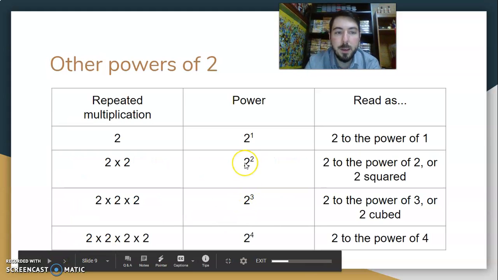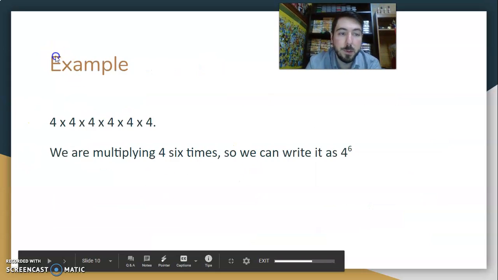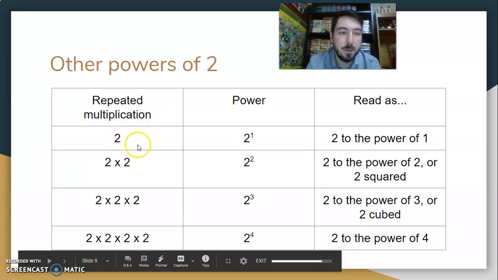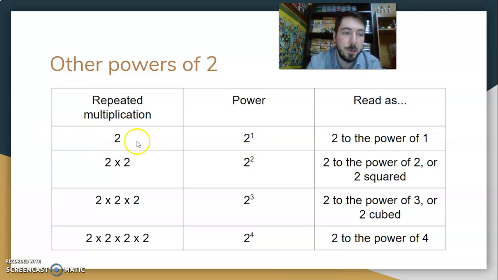Alrighty. So this is another table that you saw in your notes on page 54. When we have just a singular number, that is 2 to the power of 1. So if this number was like 15, then you could write it as 15 to the power of 1. And you can see that that is how we say it. 2 times 2 is 2 to the power of 2, or 2 squared. So anything to the power of 2, we can say it as squared.